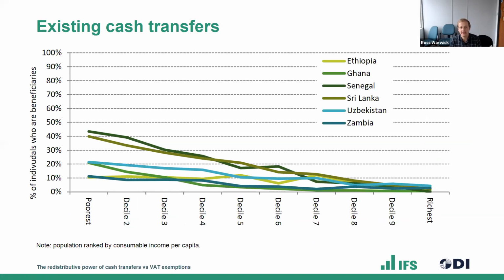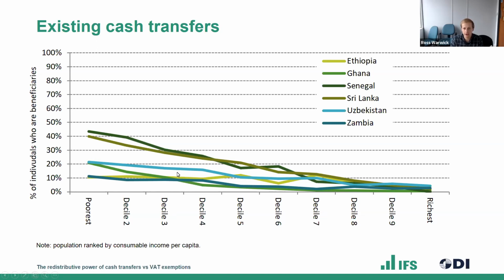The issue, though, is that while these are much better targeted, the coverage is very incomplete typically. So this graph is showing the percentage of the population in each consumption decile which receives some benefit from the main cash transfer program that we're modeling. And we can see that only in a couple of countries does this go above 40% in the poorest 10% of the population. And in 4 countries that we look at, it's down towards 20 or 10%.